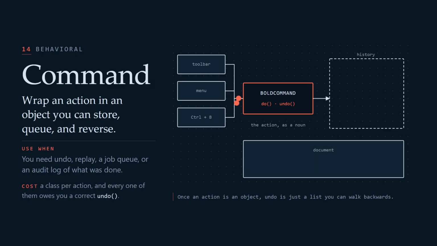Toolbar, menu, and keyboard shortcut all produce the same object. Bold, with a do and an undo. Push it onto a stack, and undo becomes walking that list backwards. Every command you write owes you a correct undo.